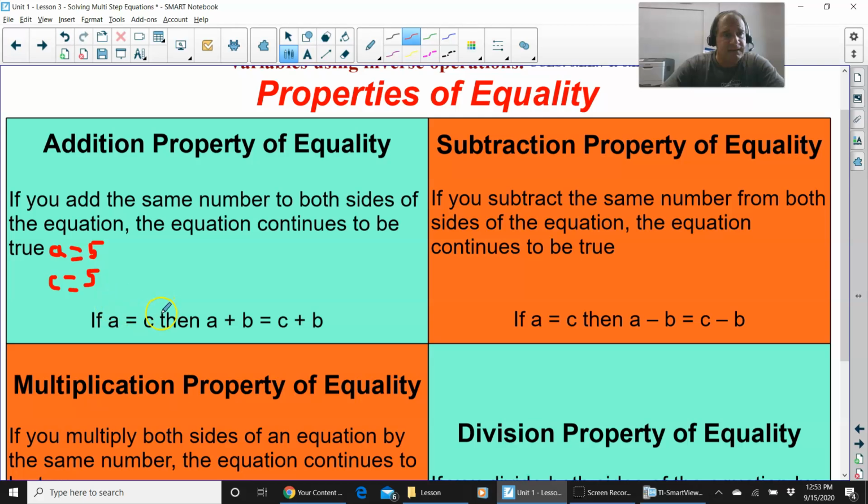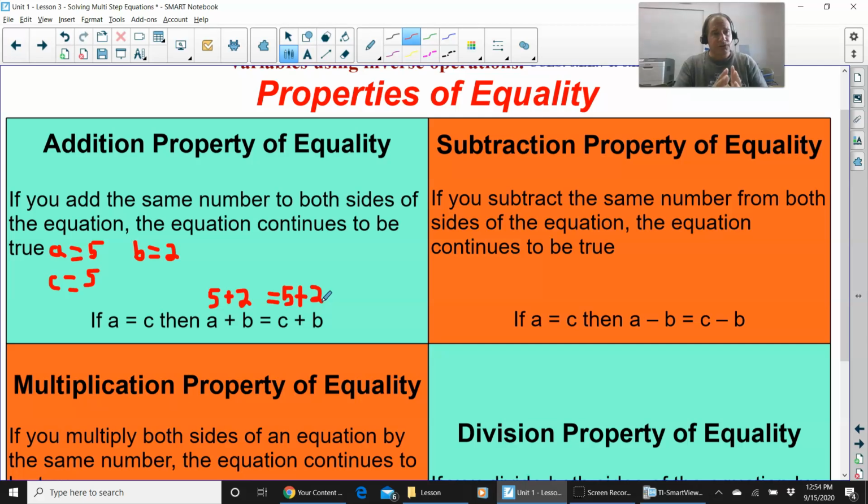So if A and C are equal to each other, that means if I put A in, right, and B, let's see, B could be equal to 2. Again, just making it up. So 5 plus 2, A plus B, has to be equal to C plus B, which is 5 plus 2. See how they're equal? That's the addition property of equality.